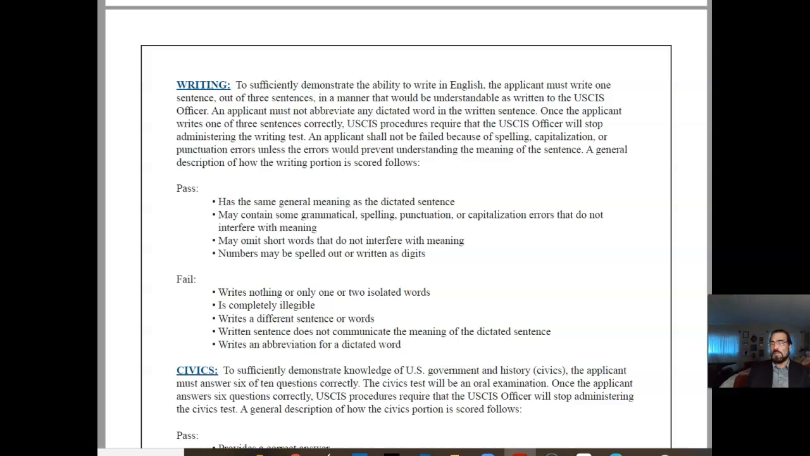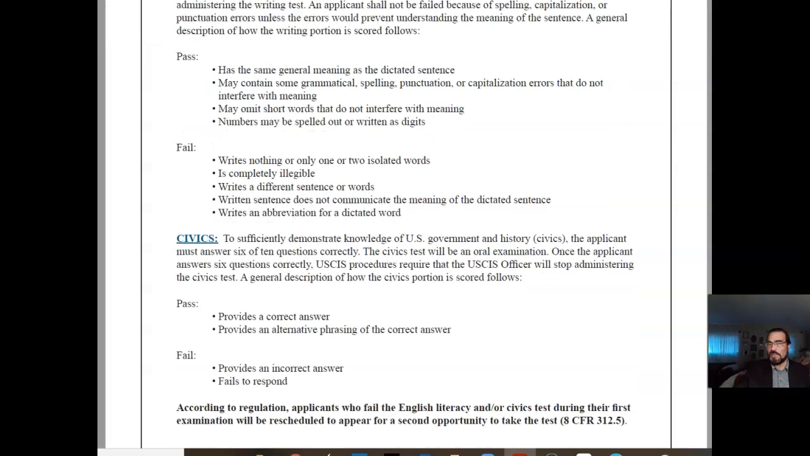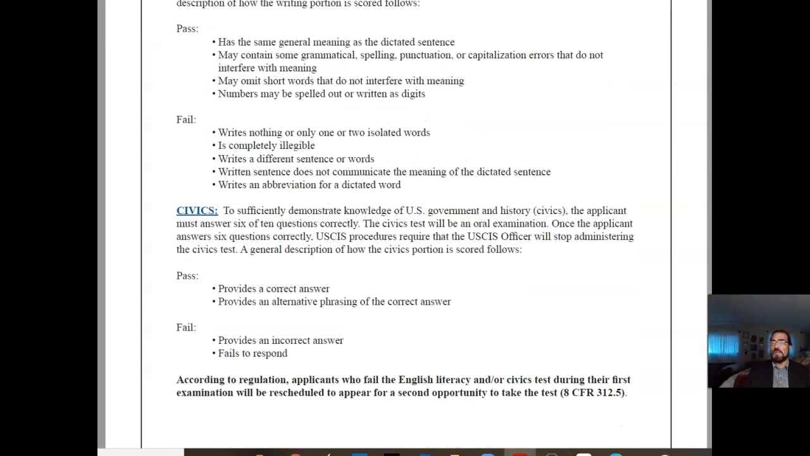For example, passing is pretty straightforward. You provide a correct answer. You provide an alternative phrasing of a correct answer. You fail if you provide an incorrect answer or you just fail to respond.